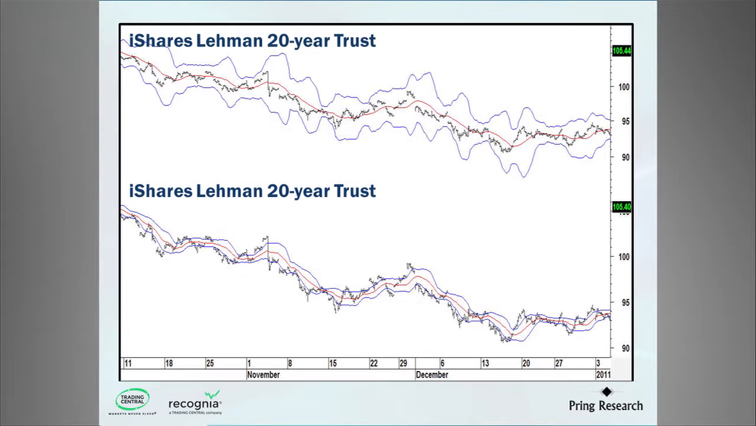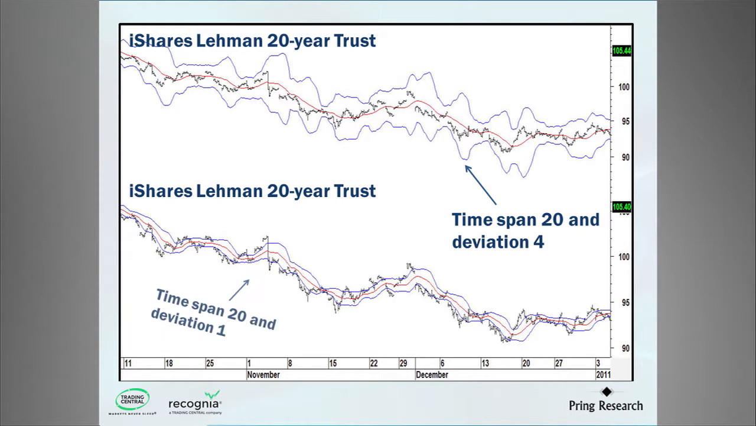The second parameter for plotting a Bollinger Band is the amount of deviation. In this respect, the bands in the upper window of this chart are calculated with a value of 4, whereas the lower one has a deviation of 1. This results in a very tight band, which is touched so many times it's really not very useful.